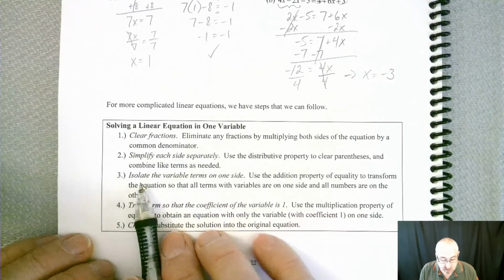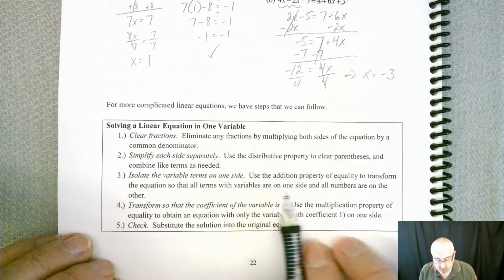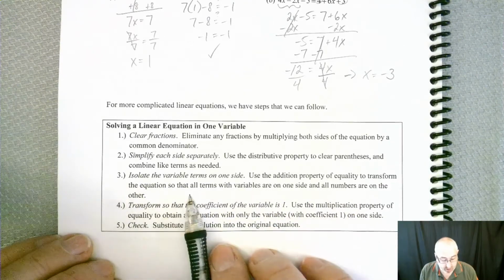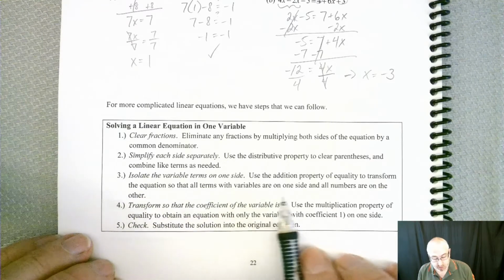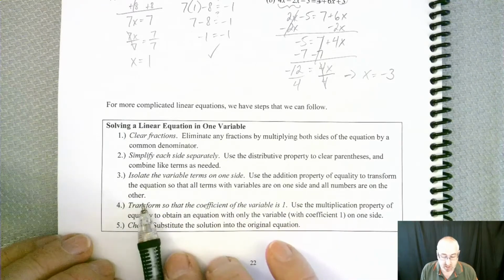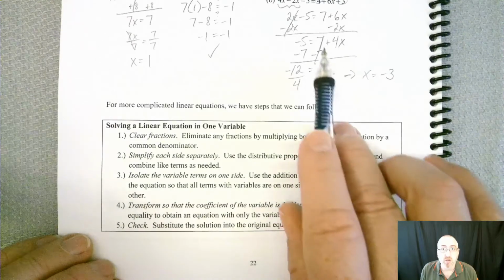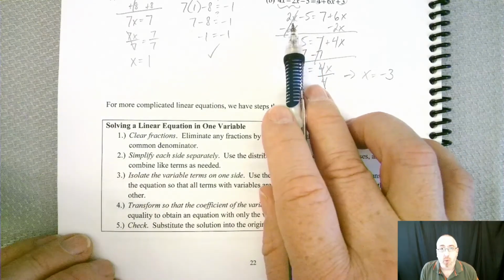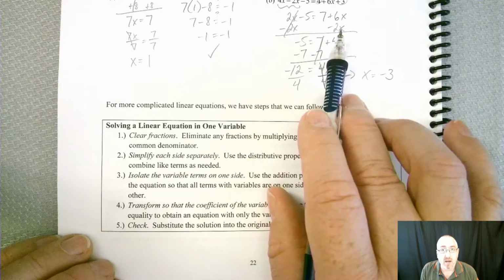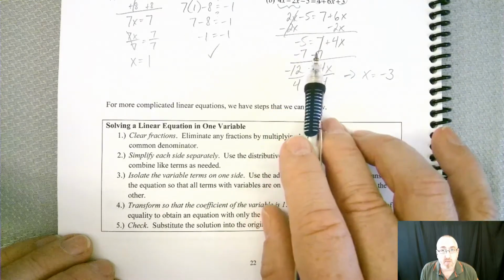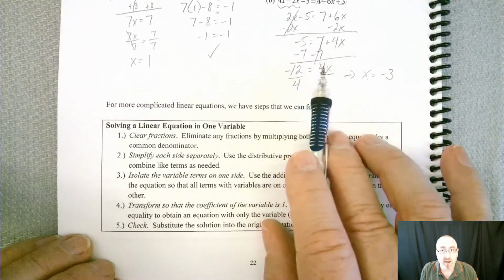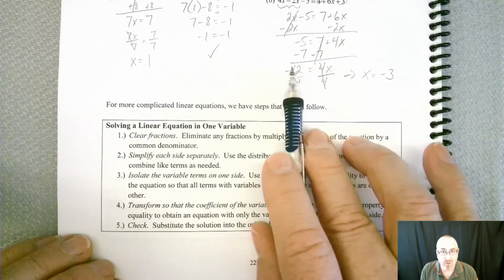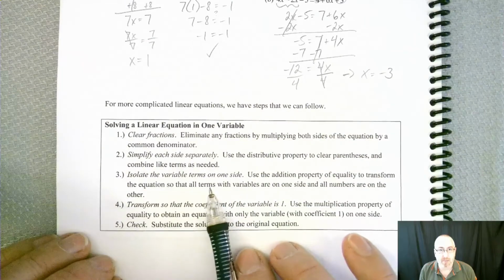Number 3, isolate the variable terms on one side. Use the addition property of equality to transform the equation so that all terms with the variables are on one side and all the numbers are on the other side. So that's what we did here. We used our two properties. So we subtracted 2x from both sides. We subtracted 7 from both sides. So that got all the variables on one side of the equals and all the numbers on the other side of the equals. So that's essentially what step 3 is wanting to do.